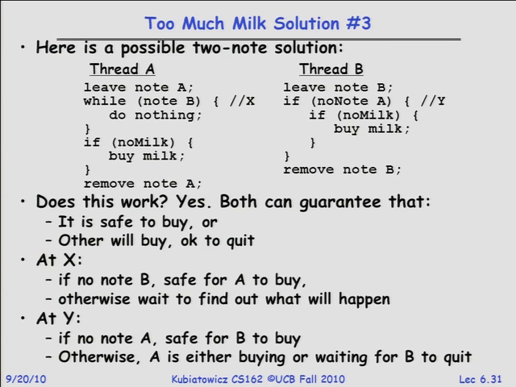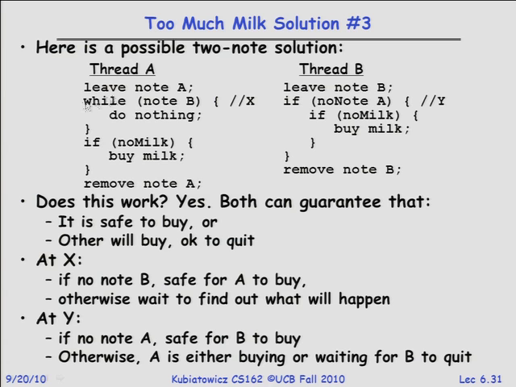Okay, so one thing we can say about this code is each chunk here is protecting a critical section. Think of this part, leave note A while note B is an entry, and remove note A is an exit, and this if no milk, buy milk is a critical section. We want to make sure only one of the people does it at a time. We don't want any interleaving on the if no milk, buy milk critical section. That's exactly what we're protecting here.